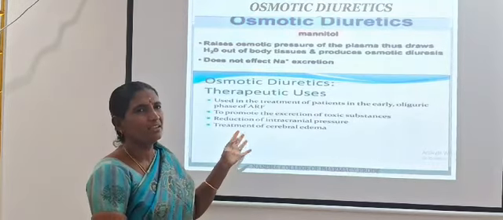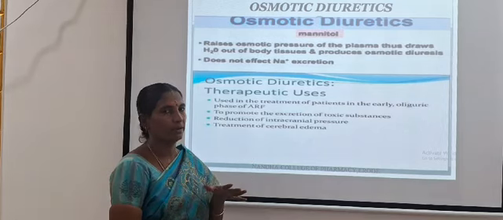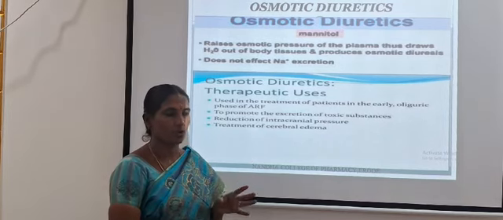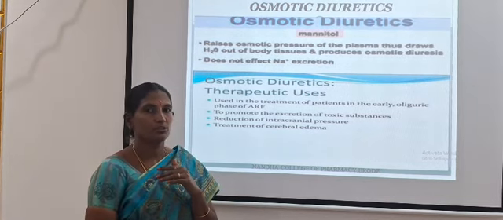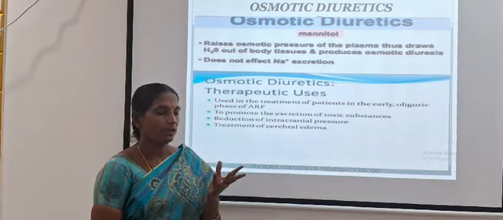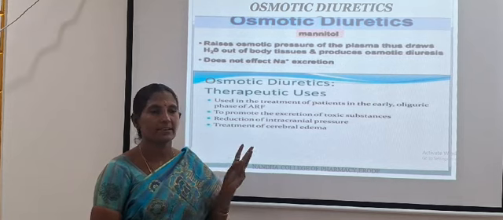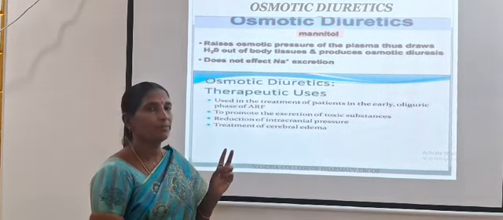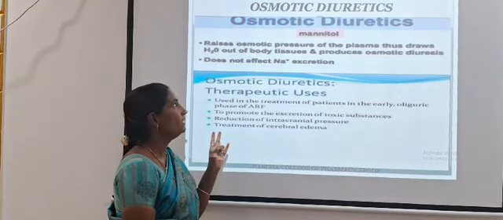Now the main side effects of spironolactone. It has a cyclopentanoperhydrophenanthrene ring, so it mimics the action of estrogen. That's why the main side effect is gynecomastia, which is nothing but breast enlargement in males. Apart from it, it induces hyperkalemia. These two are the main side effects of spironolactone.